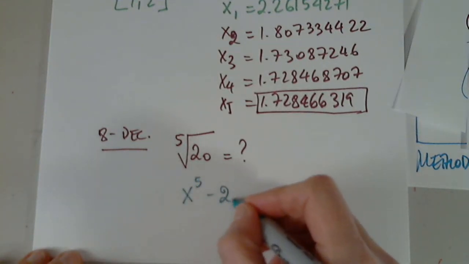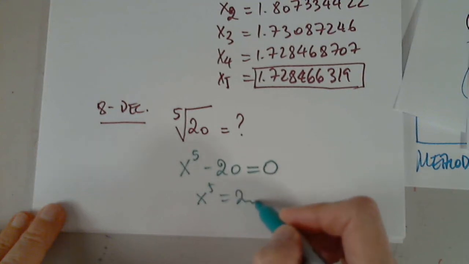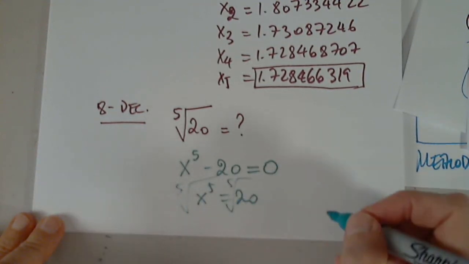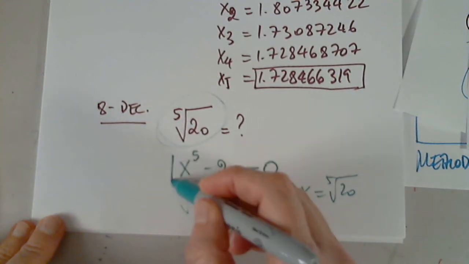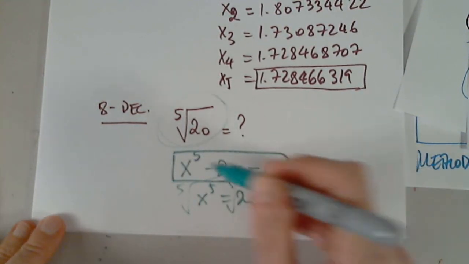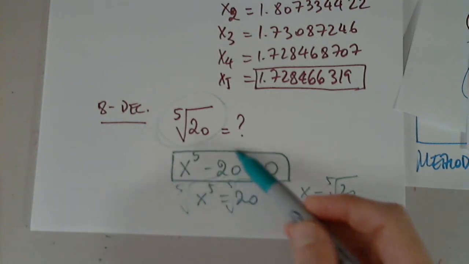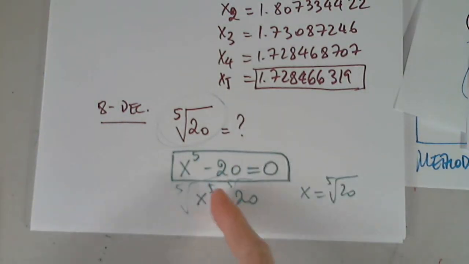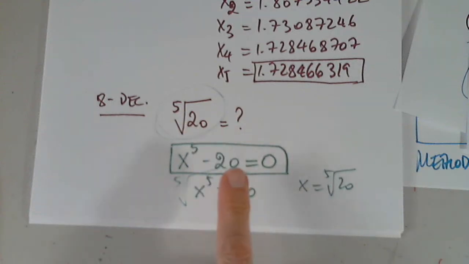X to the 5th minus 20 equals 0. Why? Because x to the 5th equals 20, and I apply the 5th root to both sides, and I get x equals the 5th root of 20. So in order to approximate something like this, I need this function. Of course, you can say, but it's an equation. Yes, I need to have an equation that I'm trying to solve. So the function is this. So I can approximate that by solving this equation using Newton's method, because without a function, without a derivative, without a starting point, I don't know what to do. Okay? So if I'm asked to approximate that, I have to start with this.